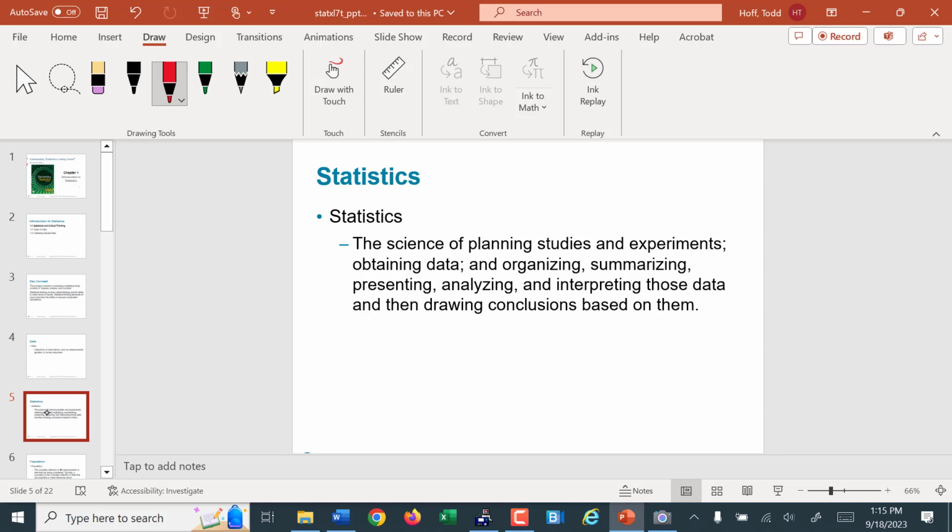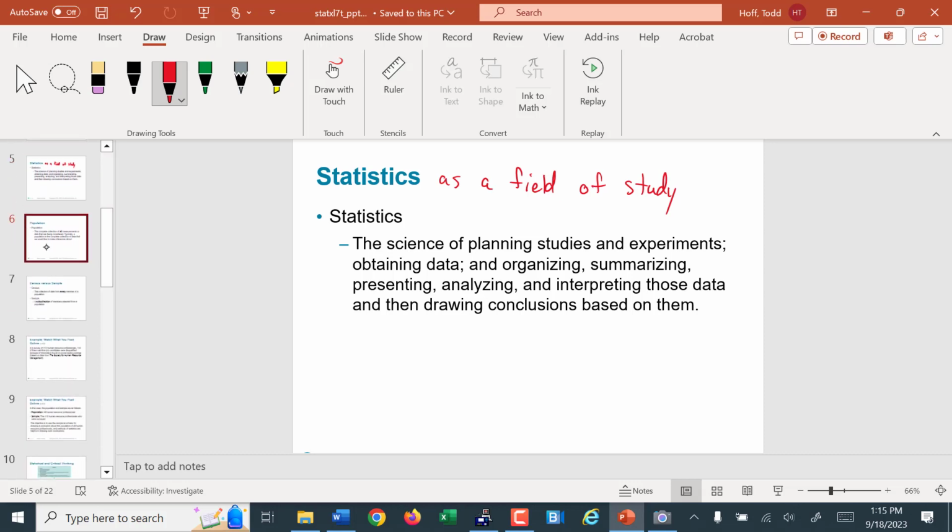So statistics. Now this is statistics, and I should specify here as a field of study. Because there is a statistic as another meaning. So statistics is just the science of creating experiments or studies, gathering and organizing data, and then summarizing that data and using it to make some sort of educated conclusion. We look at companies that say we make data-based decisions. That is using statistical processes.